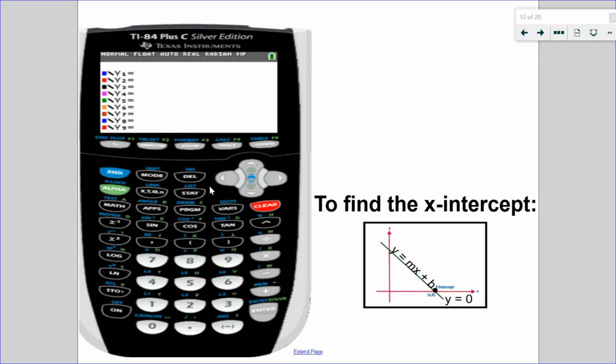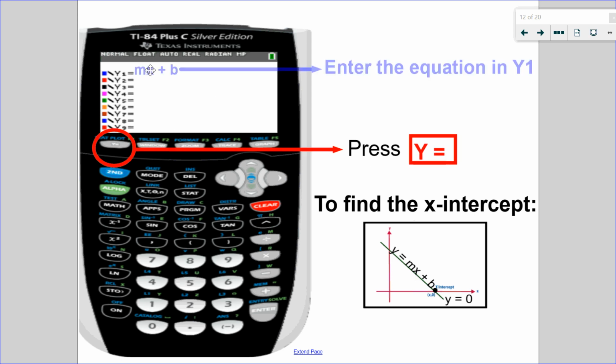So first thing is we need an equation. So I'm going to press my y equals to pull up this screen. And in y1, I'm going to enter my equation. In this case, it's a linear function. So in the y2, I'm going to enter in 0, because that will graph the x-axis. So now I've graphed the function and the x-axis.